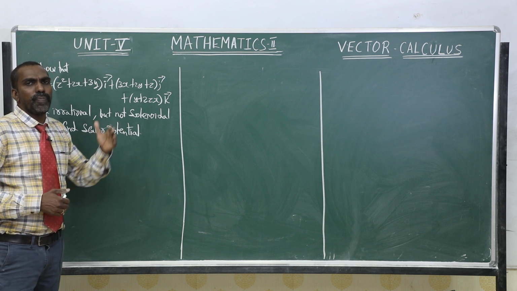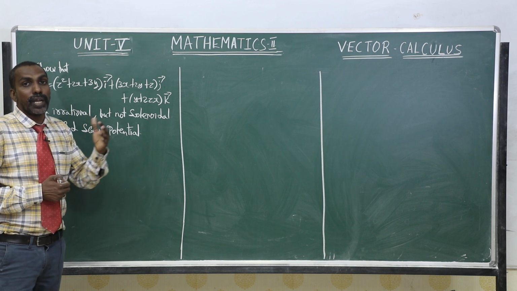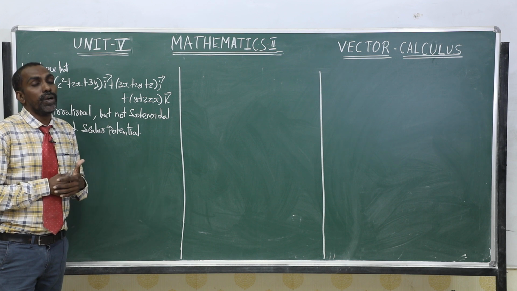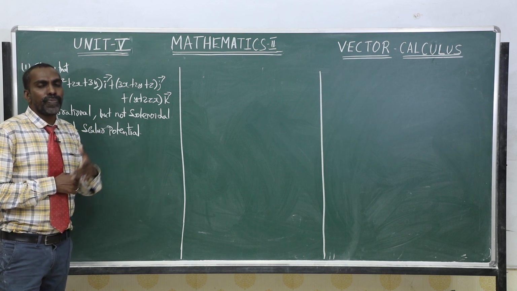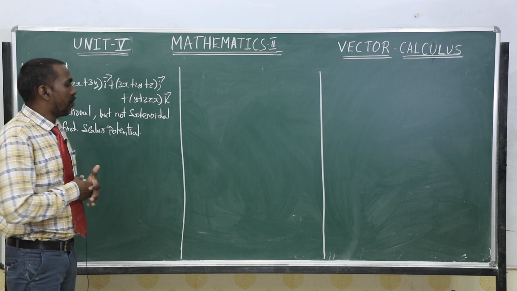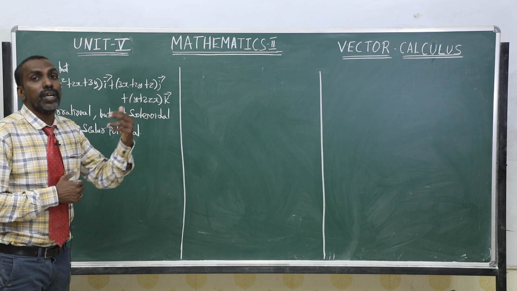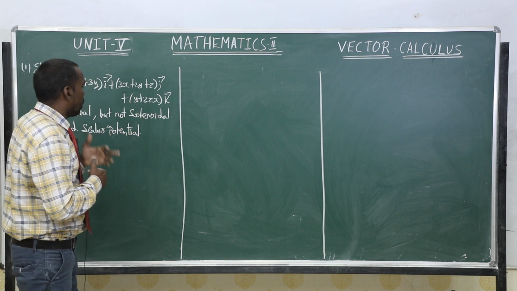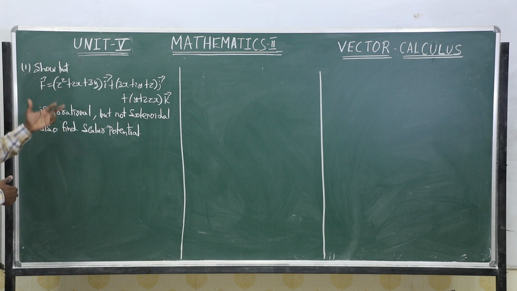We have three parts in this problem. What is the first part? We have to prove it is irrotational. What is the meaning of irrotational? Del cross F vector is 0. But it is not solenoidal. What is the meaning of solenoidal? Del dot F vector is 0, but we have to prove it is not solenoidal, so del dot F vector is not equal to 0. The third part is to find the scalar potential for the given F vector function.